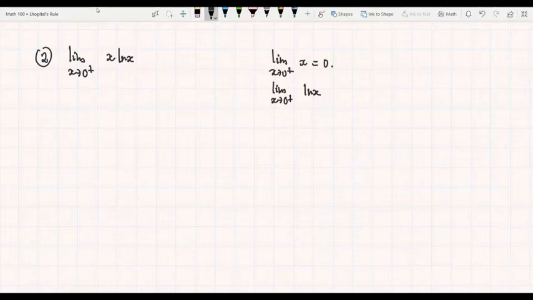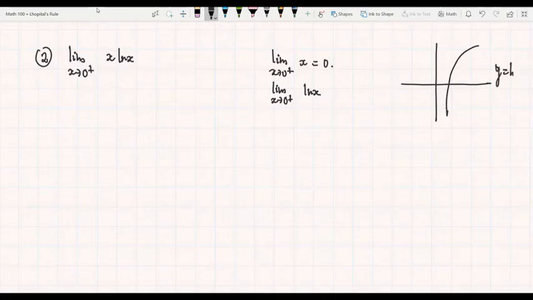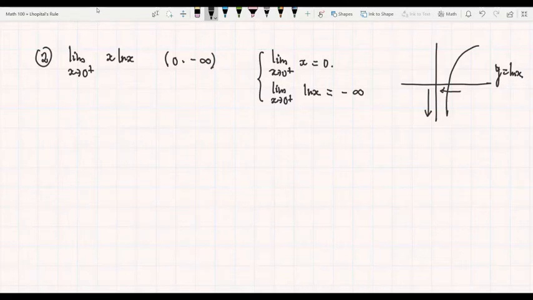So to evaluate this limit, let us recall the graph of y equals ln x. So here we have y equals ln x. So as x goes to the right of 0, where does our graph go now? So it goes to negative infinity. So the limit of ln x as x goes to 0 plus is negative infinity. So from these two calculations, this tells us that our limit is of the form 0 times negative infinity. So here we meet the second order indeterminate form.